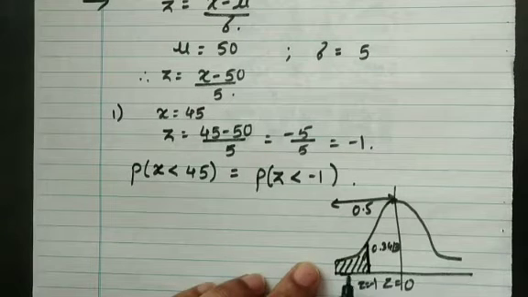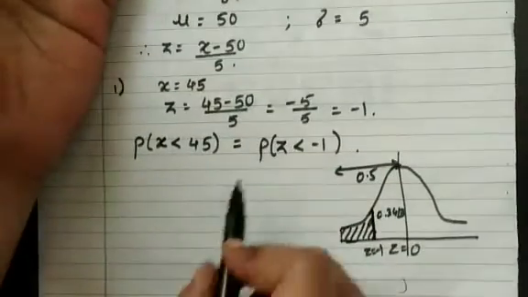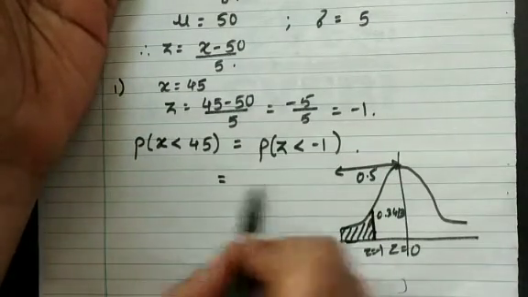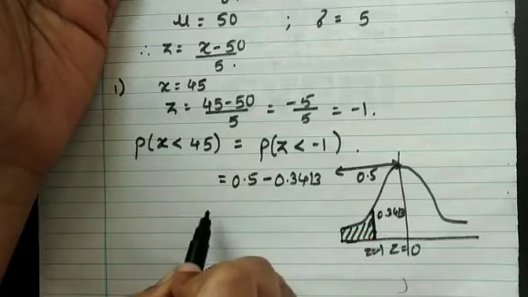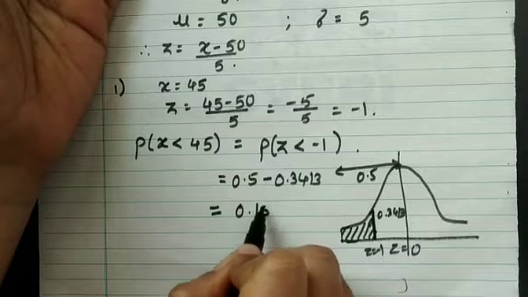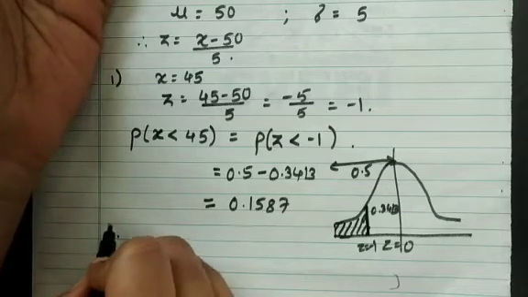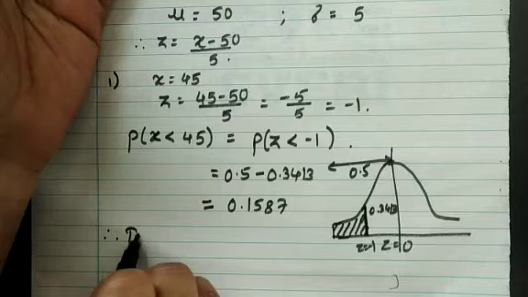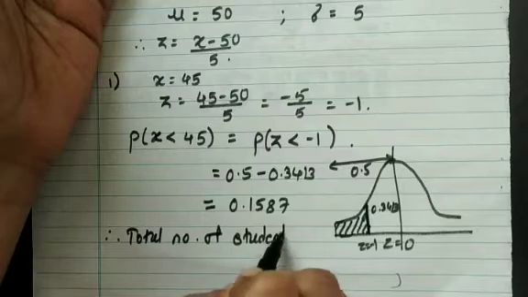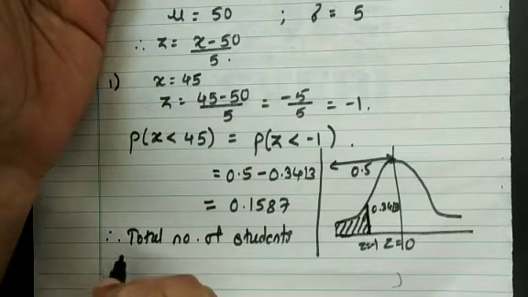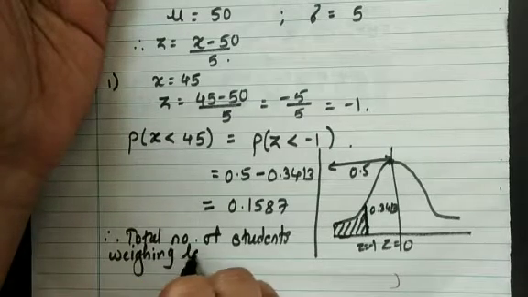So this much area will be 0.5 minus 0.3413. So this is nothing but 0.5 minus 0.3413, and that is equal to 0.1587. Therefore, this is the probability. Therefore, we can find the total number of students weighing less than 45 kg.